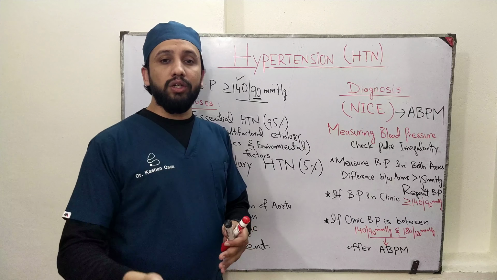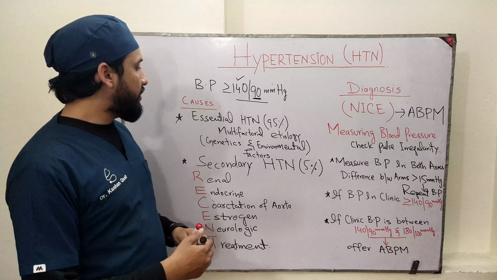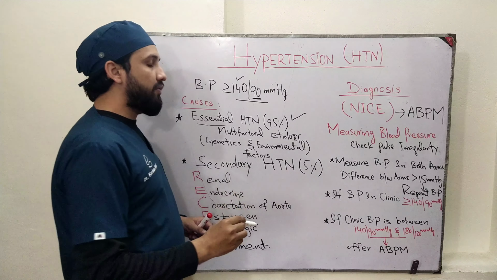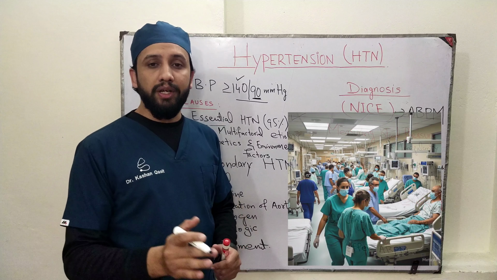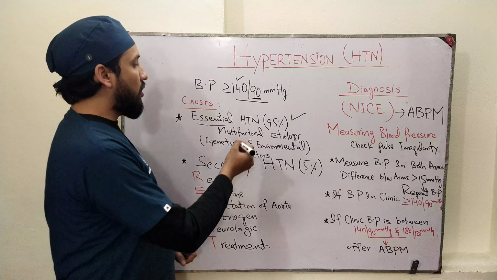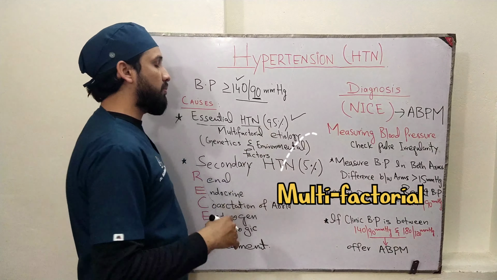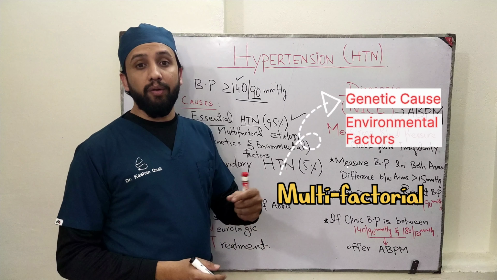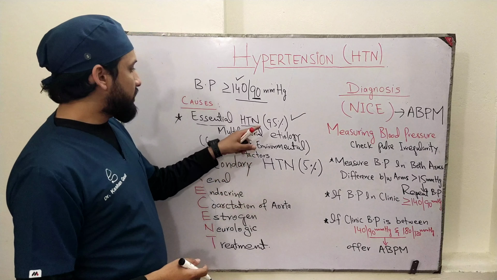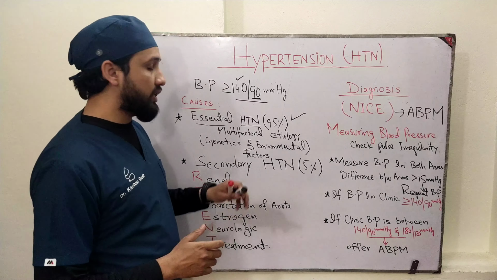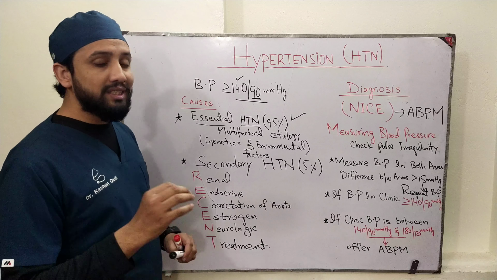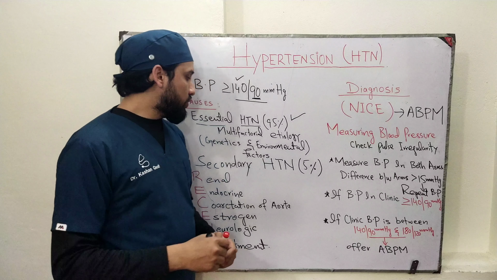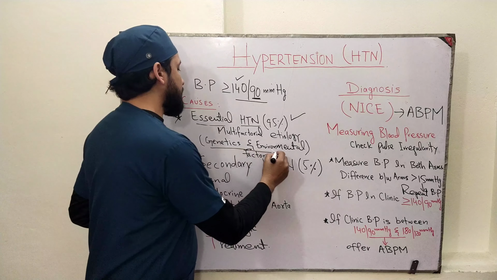There are reasons or causes for hypertension. We will divide this into two. Number one is essential hypertension, which occurs in 95% of patients. The etiology of essential hypertension is multifactorial and involves genetic causes and environmental factors. In these 95% of patients, the exact specific etiology is still not known. So these are the reasons or factors for essential hypertension.